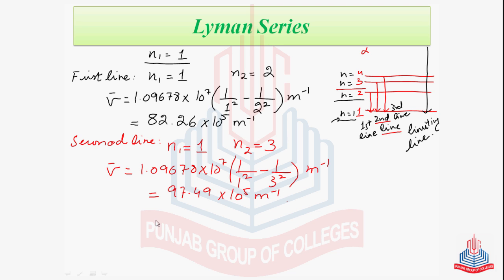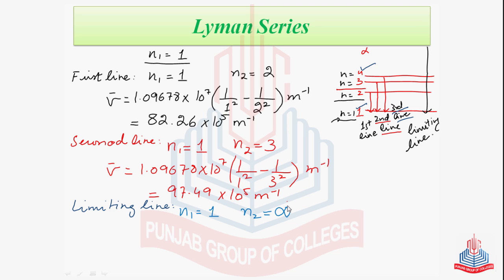In the same way, we can do the calculation for the third line. Third line में क्या होगा? N1 will be 1, whereas N2 will be equal to 4. Let's do the important calculation, that is the calculation of wave number for the limiting line. Limiting line के लिए हम ये specify कर चुके हैं that N1 will be 1, N2 will be equal to infinity. यानी limiting line is developed when electron jumps from infinity to N1.